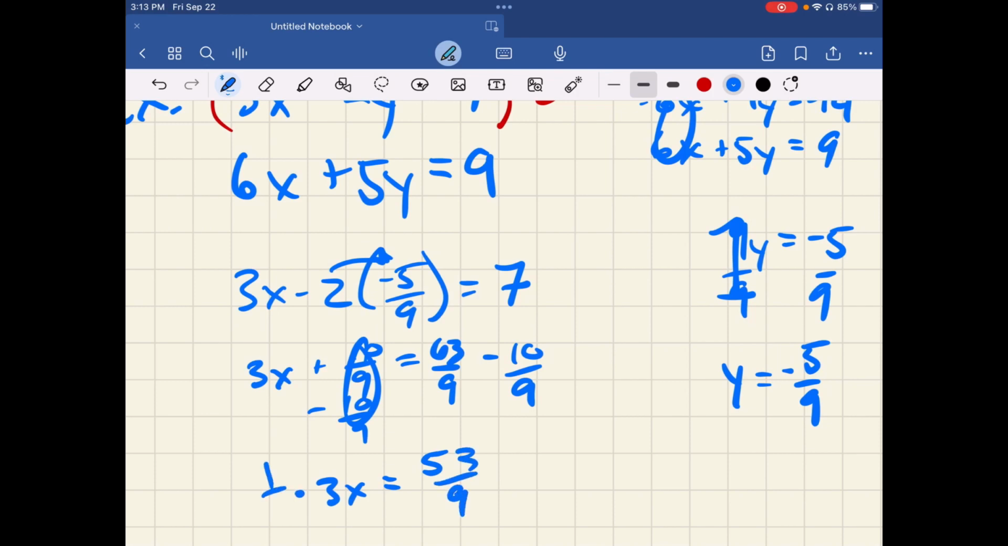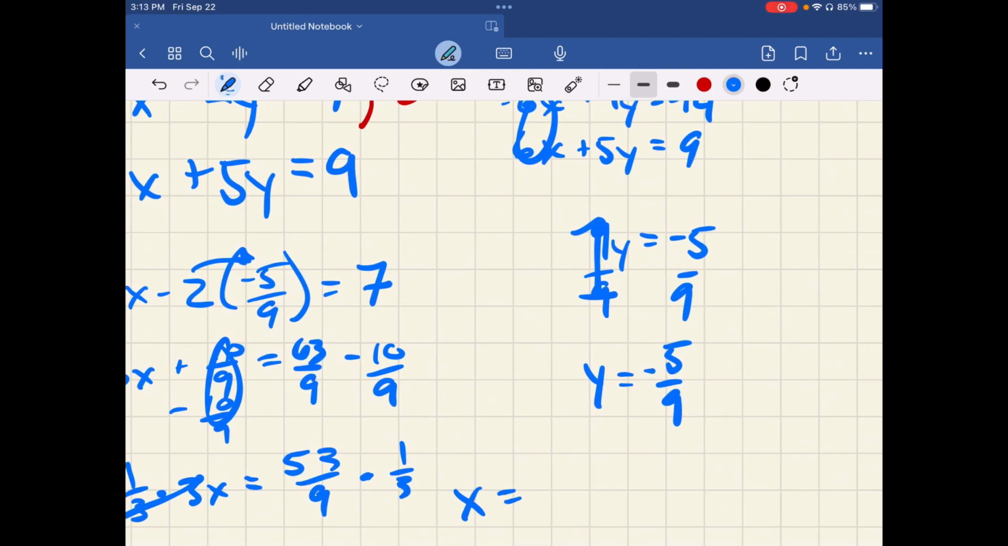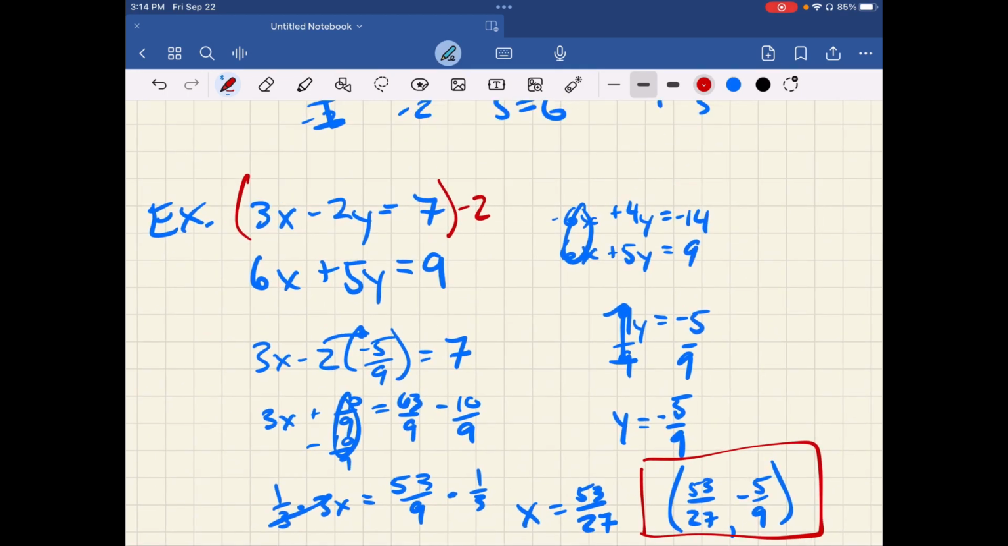And then if I multiply by 1/3, which is multiplying by a third, that ends up being a 1. So you get x equals, and now I have 53 times 1 is 53, and then 9 times 3 is 27. So now I end up getting a fraction for my solution, which is okay, just not a lot of fun. I have 53 over 27 for my x value, and I have negative 5/9 for my y value. Okay, so sometimes you can get fractions. We just got to get good at dealing with them by practicing using those fractions.